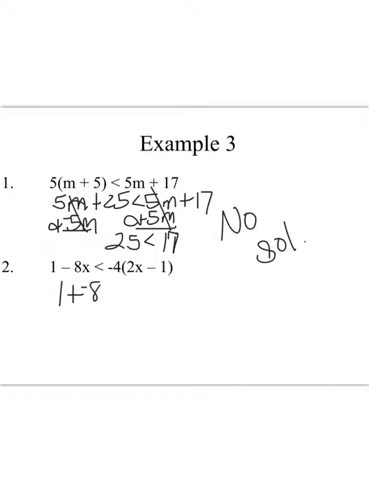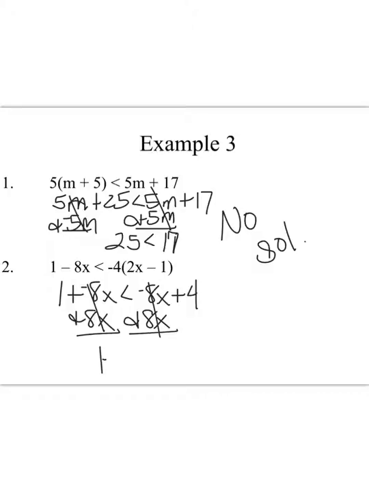Second problem, negative 8x is less than negative 8x plus positive 4. We're going to add 8x to each side. 1 needs to be less than 4. 1 in fact is less than 4. So we're going to go with all real numbers.